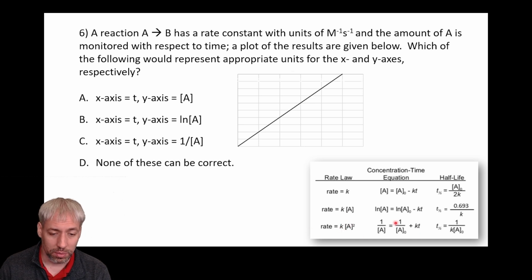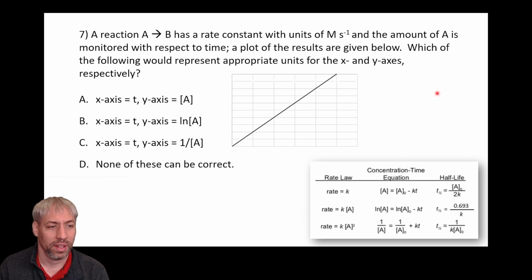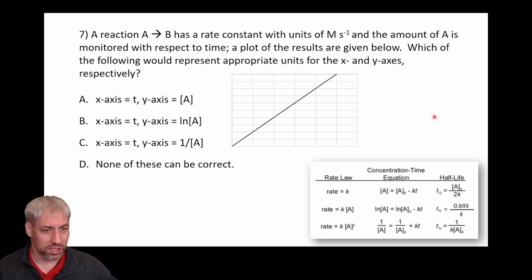If it's a second order rate law, then the graph needs to be t is equal to x, 1 over A is equal to y. So t is here, 1 over A is here. The answer is C. And so we have to know something about the rate law. This tells us what type of rate law it is. So let's do a slightly different version of that, having a slightly different unit here. Go ahead and pause and answer this question.